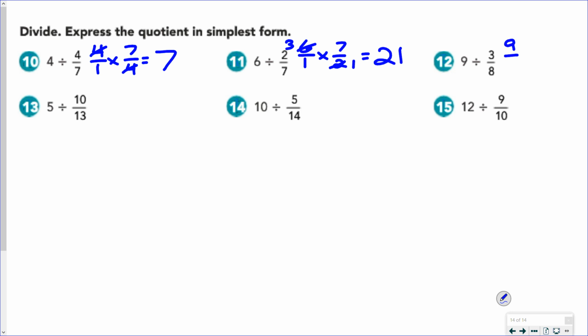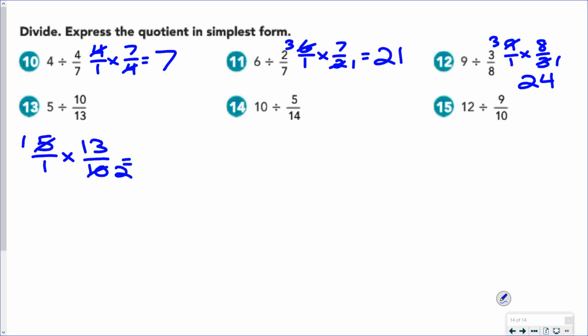9 over 1 times 8 over 3. 3 becomes 1. 9 becomes 3. 3 times 8 is 24. 5 over 1 times 13 over 10. You can divide both 5 and 10 by 5 to get 1 and 2 respectively. 13 times 1 is 13. 1 times 2 is 2. 2 goes into 13 6 times, so my final answer is 6 and a half.